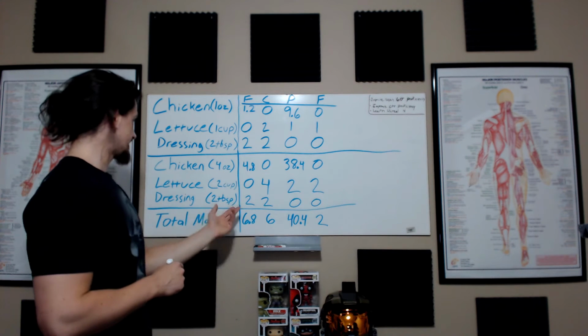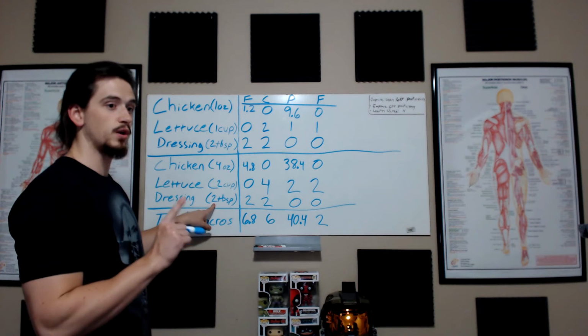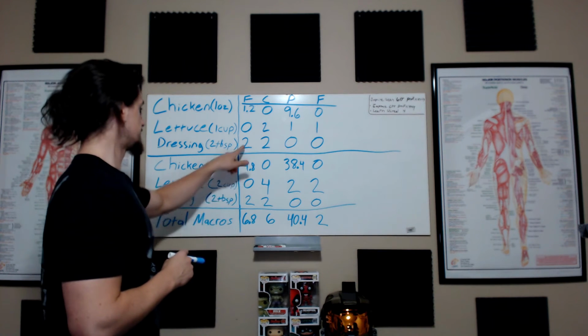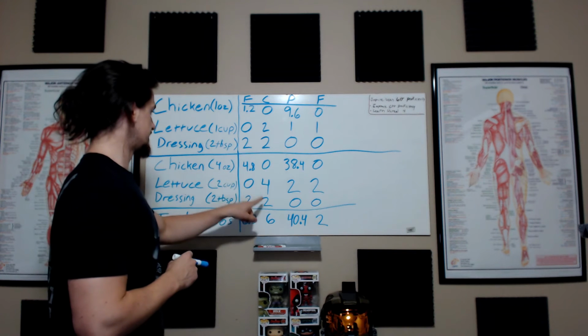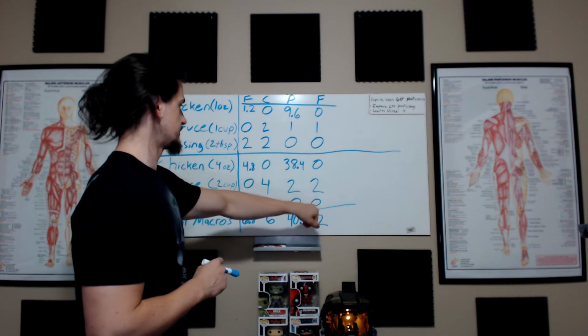And then we have dressing. Remember that 2 tablespoons is the serving size, so this is only 1 serving. So 1 times 2 is 2. 1 times 2 is 2. And then 1 times 0 is 0. 1 times 0 is 0.